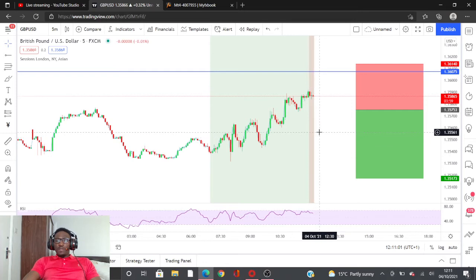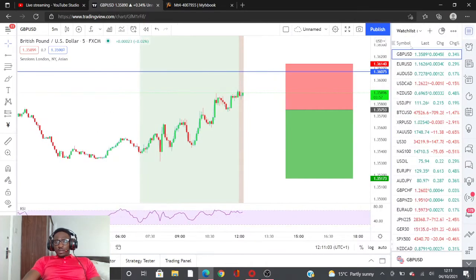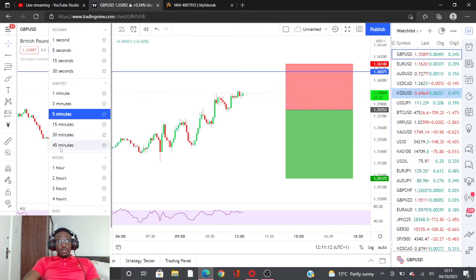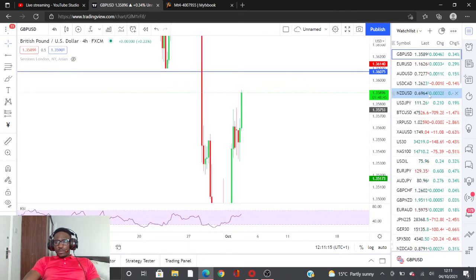But let's have a look at some other currency pairs, and I'm going to start with the New Zealand dollar, because someone did ask me to have a look at that. So I'm going to start with the New Zealand dollar. Kiwi, let's go.